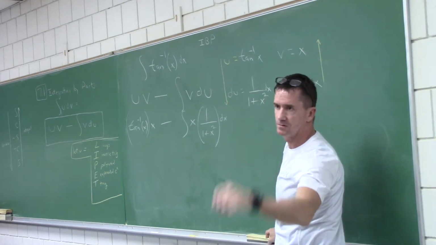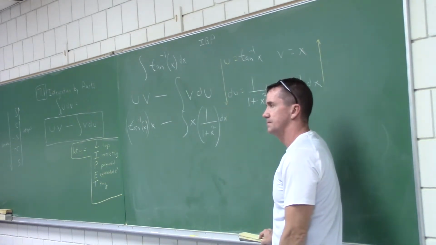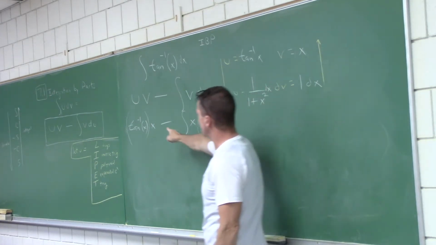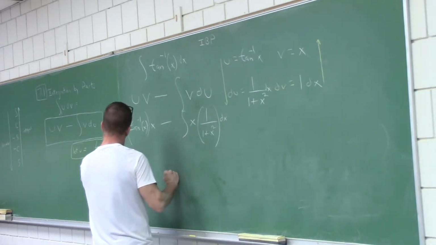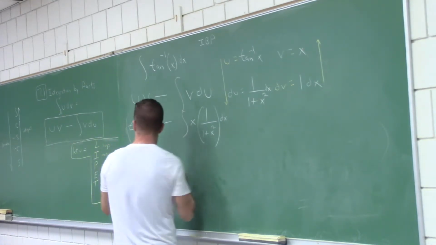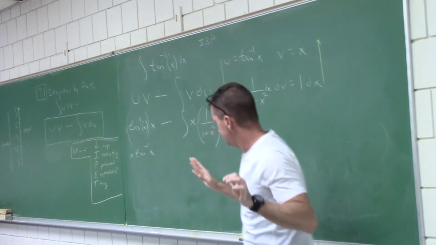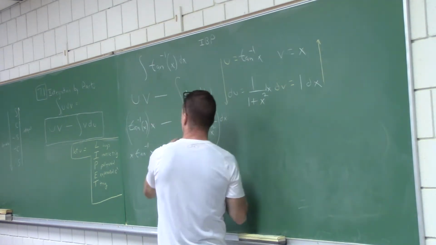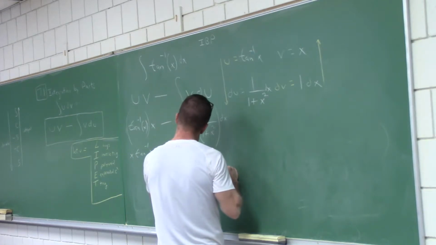The hard part's over. If you're looking at this and it's scary, this is not going to be bad at all. I'm just going to rewrite that. X inverse tan x, so I can just write it like that. This looks better. And maybe I'll write this like this. Just put the x in the numerator now.